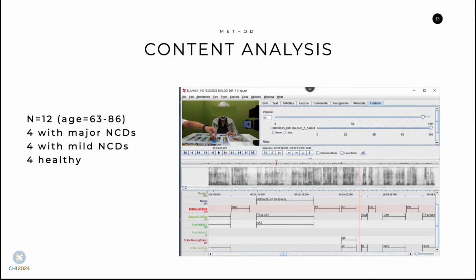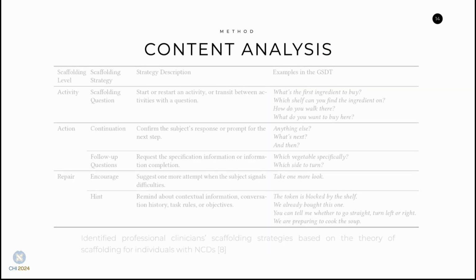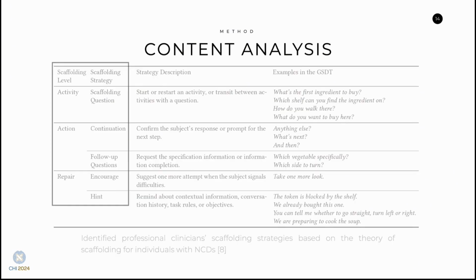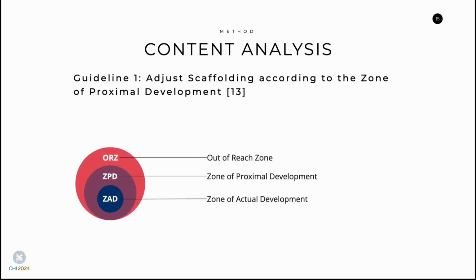Our content analysis covered video recordings of 12 subjects performing the GSDT with human testers in real clinical settings. Based on the theory of scaffolding for individuals with NCDs, we identified 5 scaffolding strategies at 3 levels applied by professional clinicians. We will show some examples later. We extracted 2 design guidelines from the content analysis.